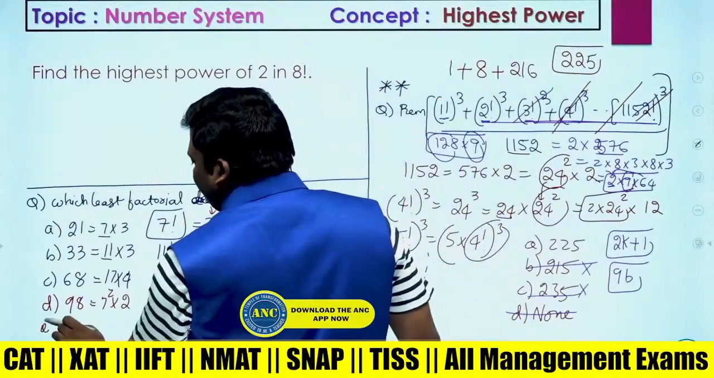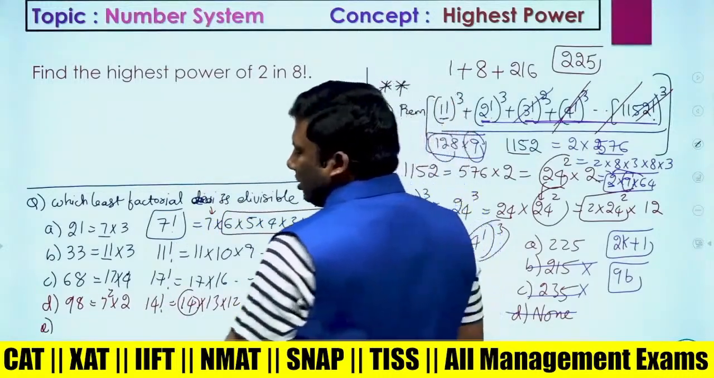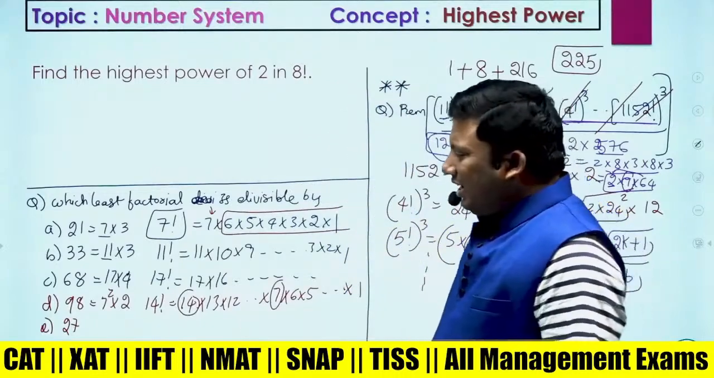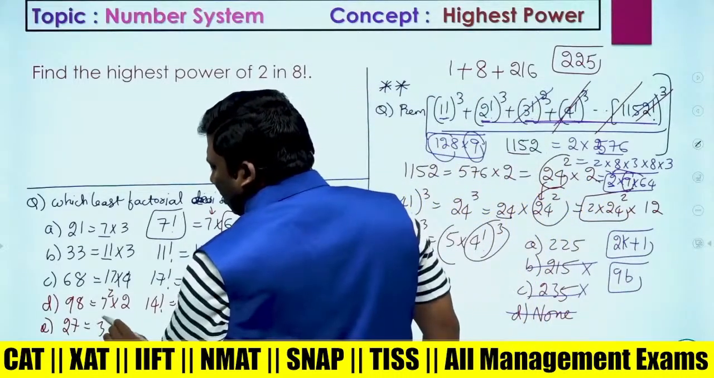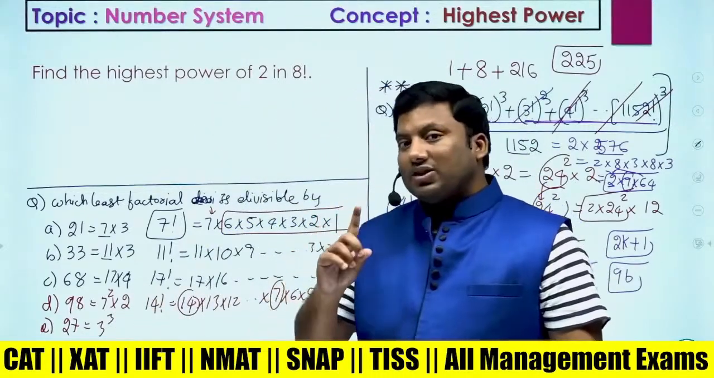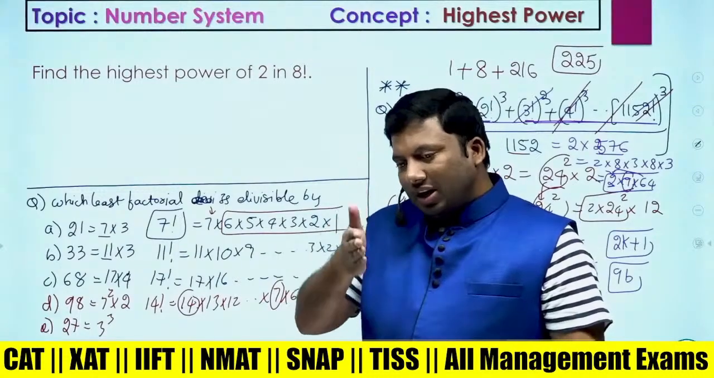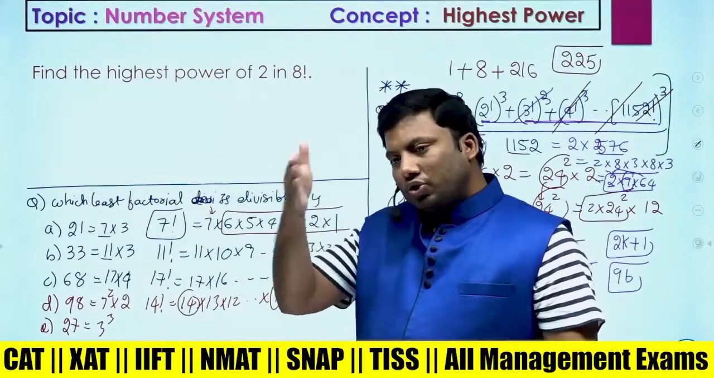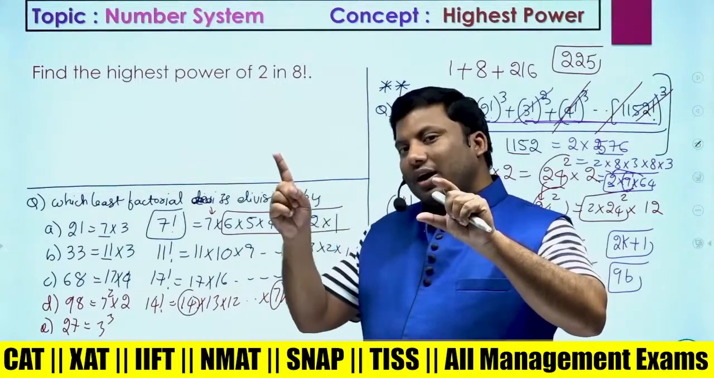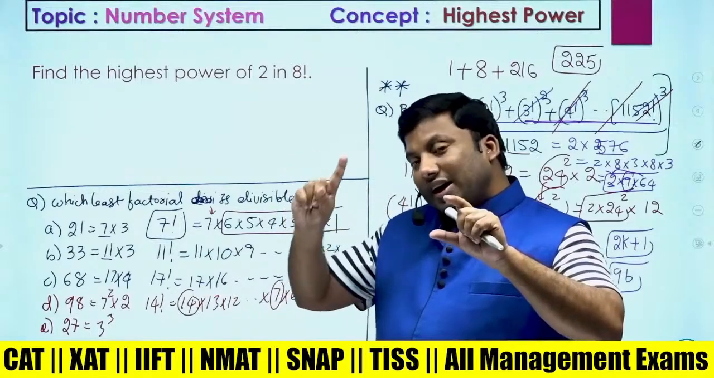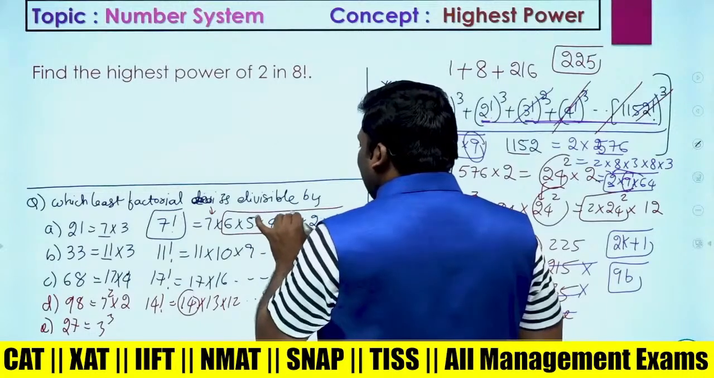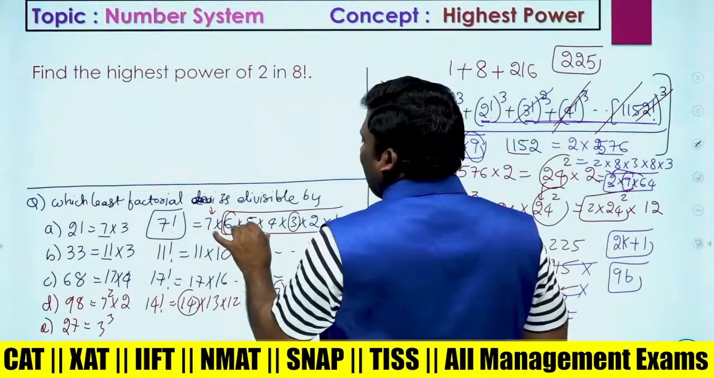Suppose the question is 27. Easily you can do. 27 is 3 cube. That means the power of 3 should be 3, that is 3 into 3 into 3. First 3 will come in the multiple 3 ones. Next 3 will come in the multiple 3 twos are 6. Next 3 will come from 9, if you see, 3 cube. Here 1 power of 3 is there. Here is another power of 3.